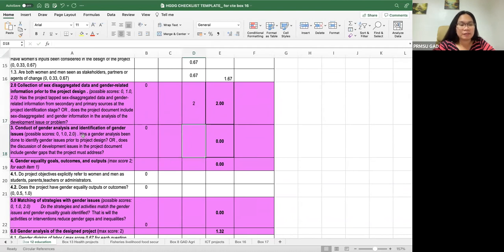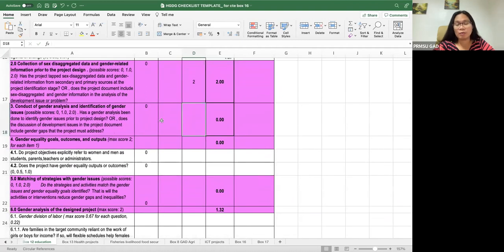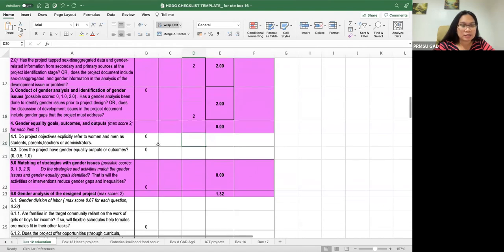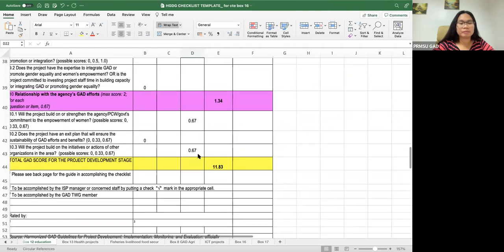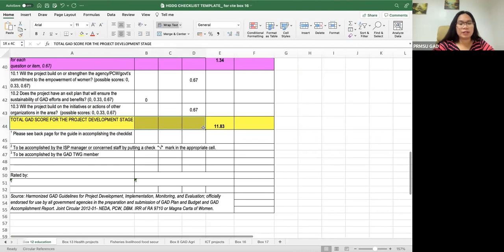Gender analysis and identification of gender issues. Has the gender analysis been done? Yes, so again 0, 1, or 2. Then we'll have 2. Gender equality goals. Since you have seen the improvement, there are now gender equality goals and objectives. So the scoring is 0, 0.5, or 1. So this is, let's say, 1. Then here it is 1. So that is how it is. And then it will generate a summary.